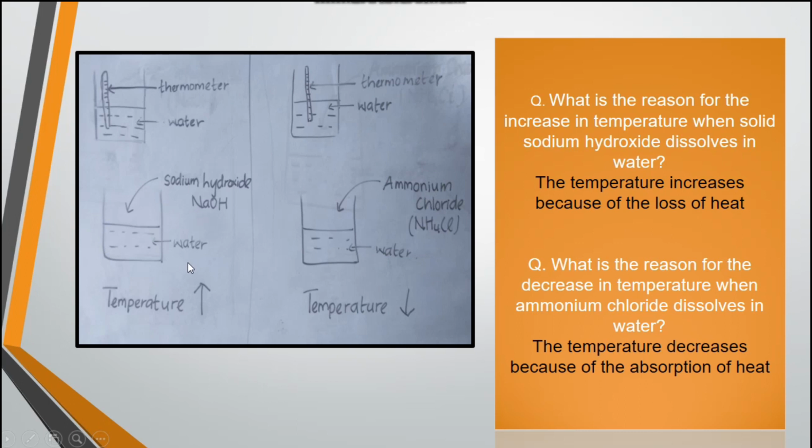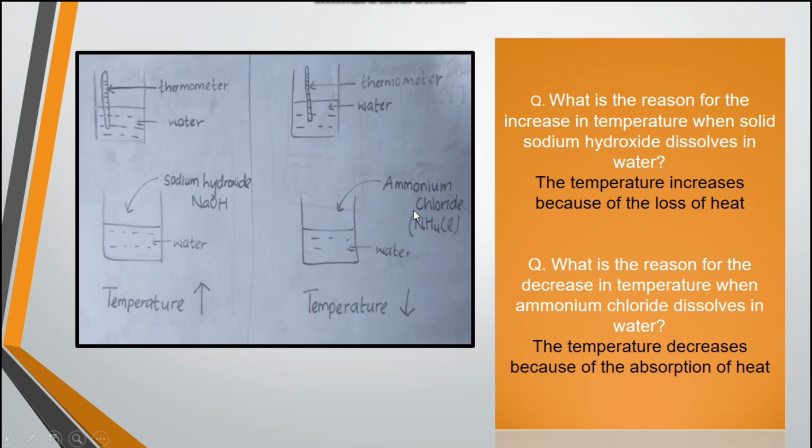After the sodium hydroxide and water react, we'll check the temperature again. After the ammonium chloride and water react, we'll check the temperature again. Now we have recorded the temperature before and after adding sodium hydroxide. We notice that the temperature has increased here. If the temperature was about 30 degrees, it has become about 40 degrees. The temperature has increased when we add sodium hydroxide to water.